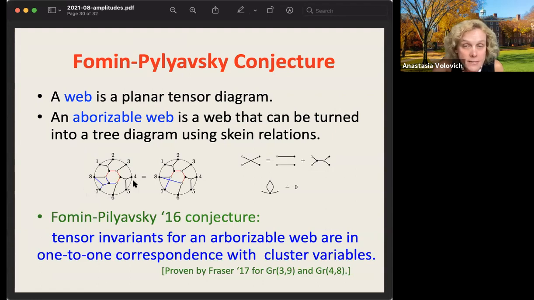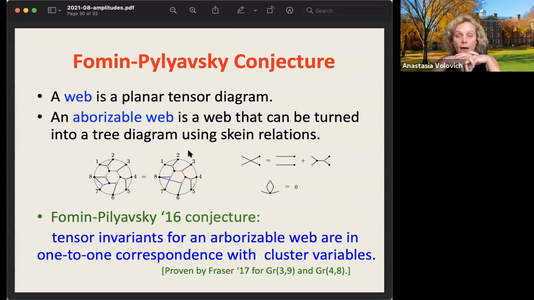You have this diagram. Is it visible? Yes. It's not a tree, it has a loop. But now take these blue lines and apply these two skein relations to them. If you apply this, you can turn it into this. On the left-hand side you have this, and then you make it into this, which gives this, and then this one gives 0. So an arborizable web you can turn into a tree diagram.